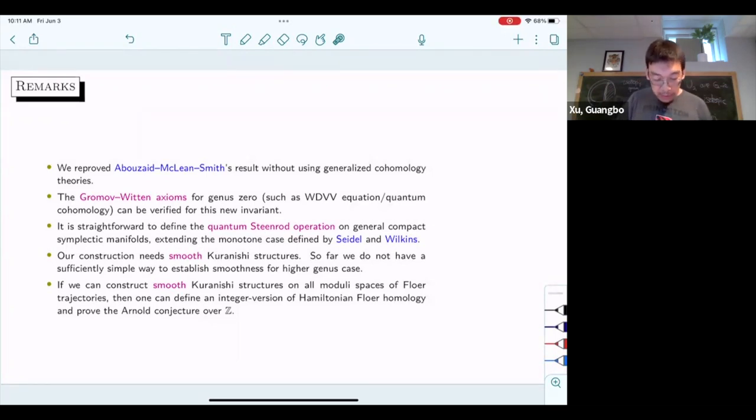Lastly, if we can construct smooth Kuranishi structures on all moduli spaces of Floer trajectories, then we should be able to define an integer version of Hamiltonian Floer homology and prove the Arnold conjecture over Z. However, this is much more complicated because we need to handle not just a single moduli space, but essentially infinitely many moduli spaces at the same time. So the idea is that if you can do that, then this construction will be automatic. Okay. So any questions before I move on to the last 3 minutes?